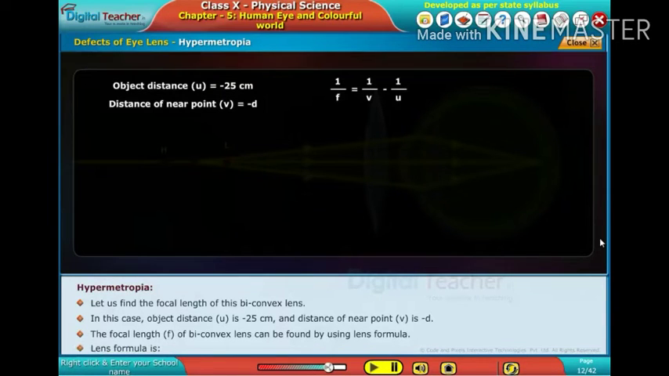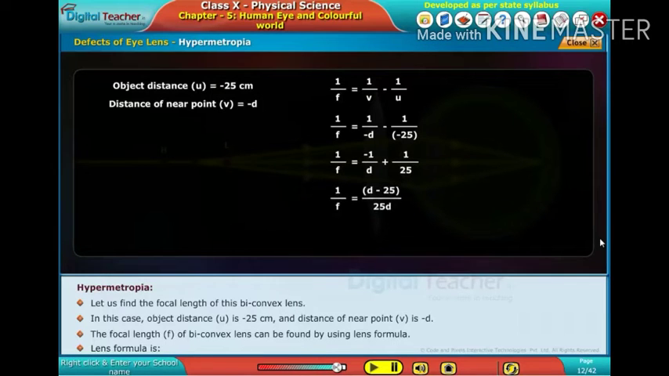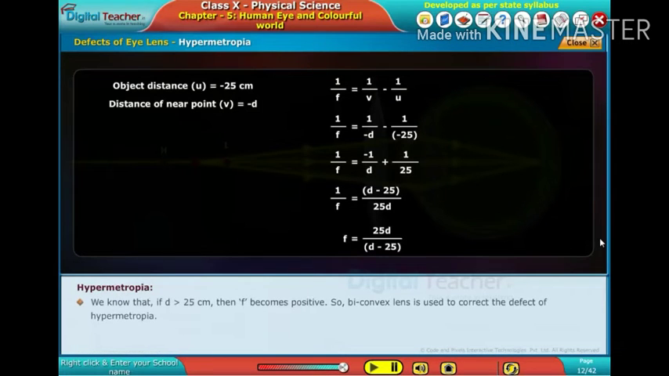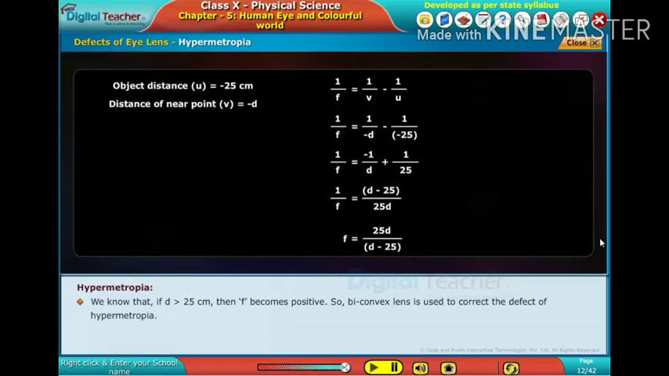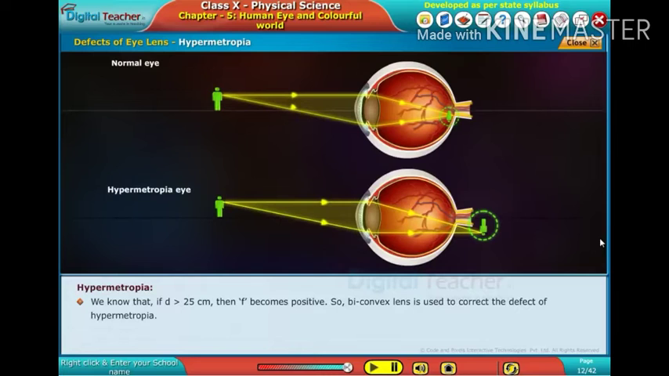Lens formula is 1 by f is equal to 1 by v minus 1 by u. 1 by f is equal to 1 by minus d minus 1 by minus 25. 1 by f is equal to minus 1 by d plus 1 by 25. 1 by f is equal to d minus 25 by 25d. f is equal to 25d by d minus 25. We know that if d is greater than 25 centimeters, then f becomes positive. So, a biconvex lens is used to correct the defect of hypermetropia.